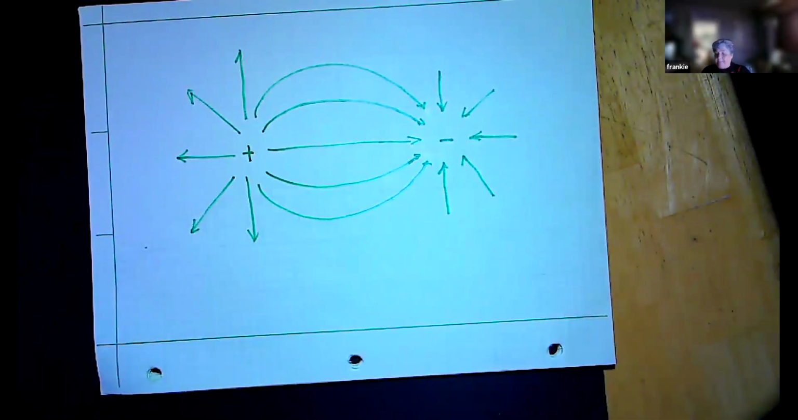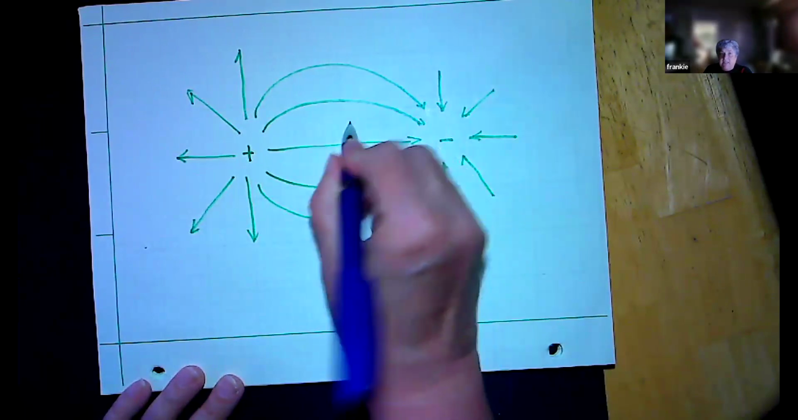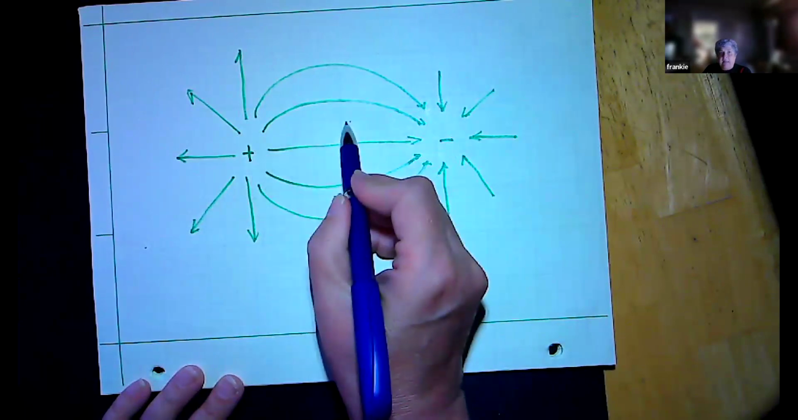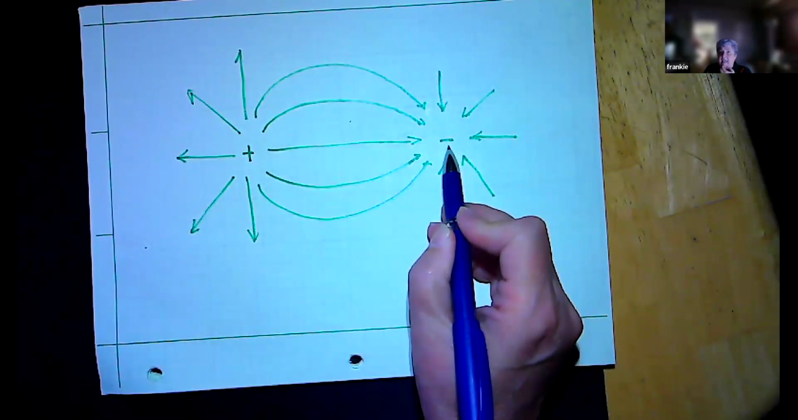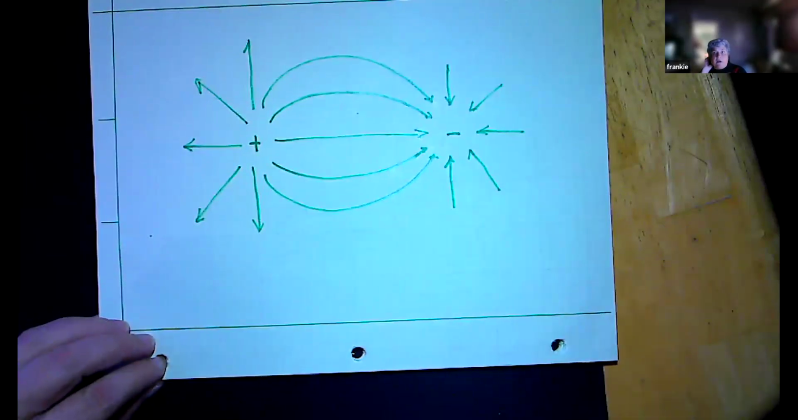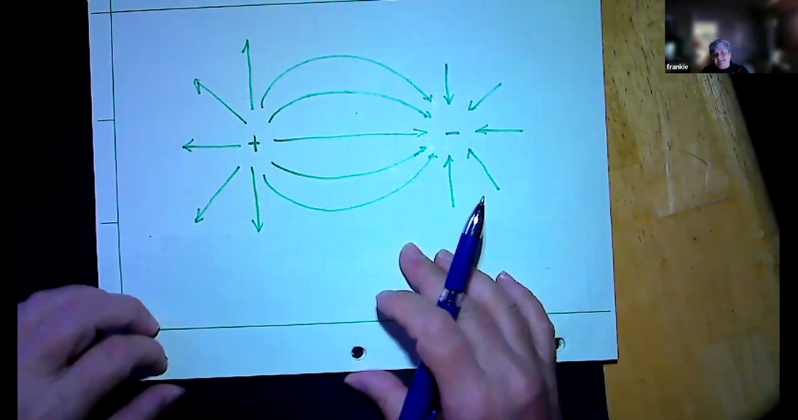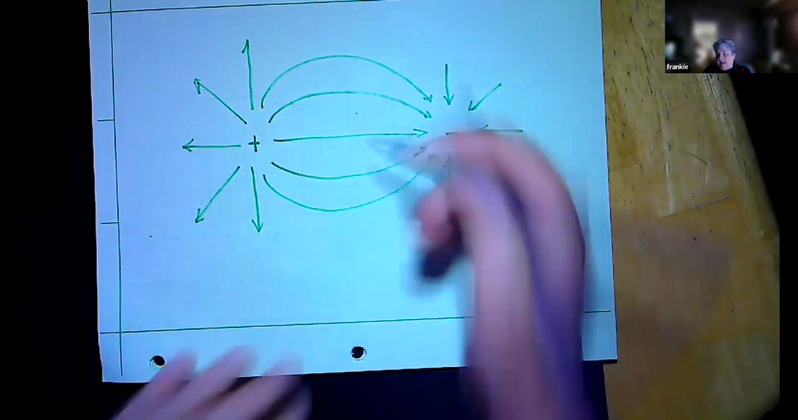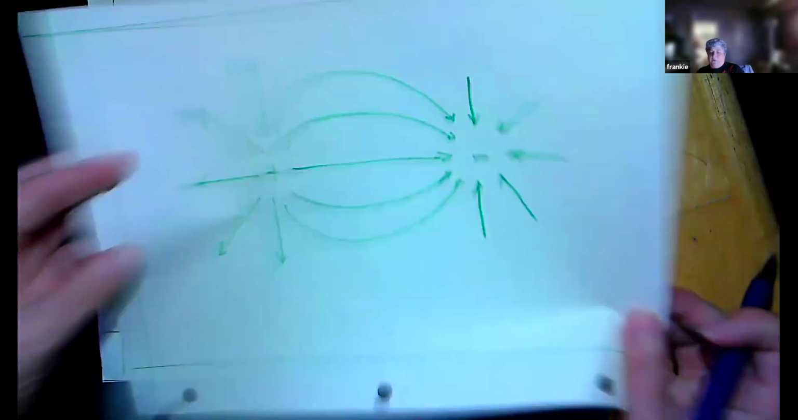Now, if I take a positive test charge out here and I put that test charge right there, we know it's going to be repelled from that spot and it's going to be attracted to that spot. And we can calculate it very much like what we did with our electrostatic forces. But that doesn't necessarily tell us a whole lot. And we can start looking at our positive test charges and our dipole again.